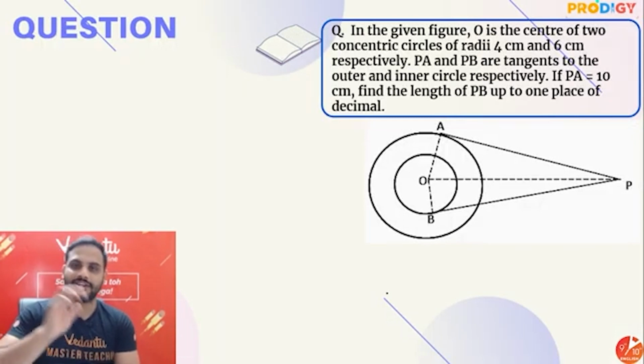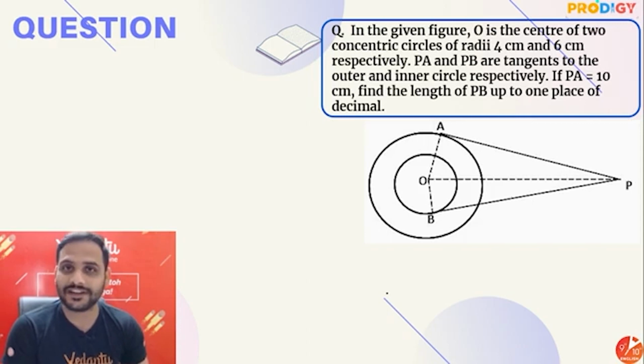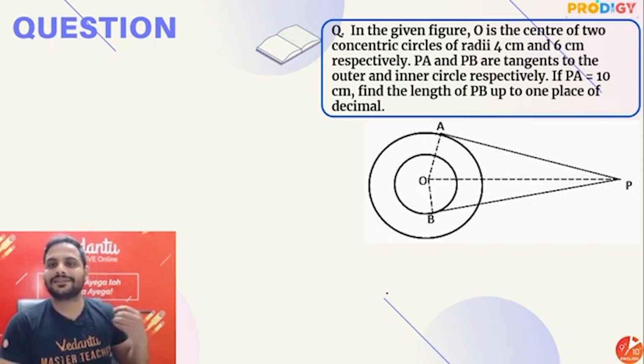Okay. Next question. In the given figure, O is the center of two concentric circles. Concentric circles means two circles with the same center and different radius, right? So concentric circles of radius 4 centimeters and 6 centimeters.